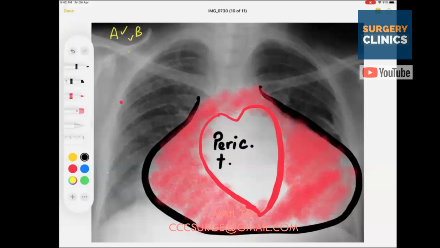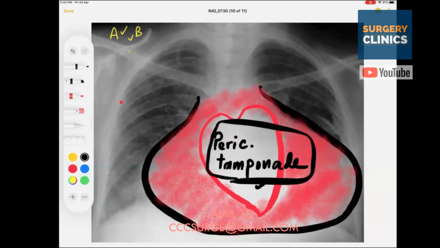Pericardial tamponade. So remember this. If it is pericardial tamponade, the treatment for this is urgent evacuation of this blood through the subxiphoid route. So for your MCQ, please mark it.